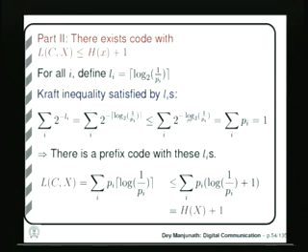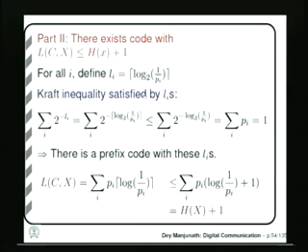log 2 of 1 by pi. So, minus log 2 of 1 by pi is log 2 of pi. So, 2 to the power log 2 pi is simply pi. So, summation of pi is 1. So, this is less than or equal to 1. So, it satisfies the Kraft inequality. These lengths as derived this way satisfy the Kraft inequality.